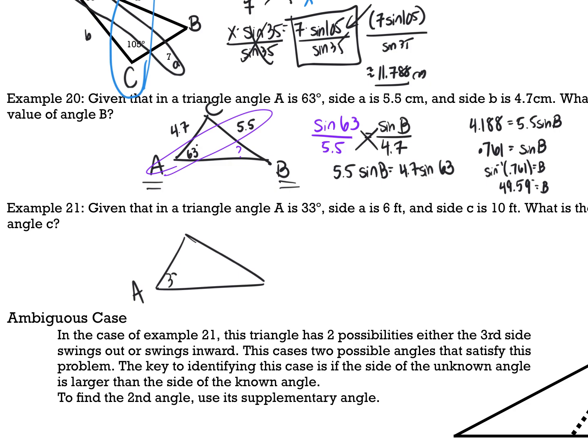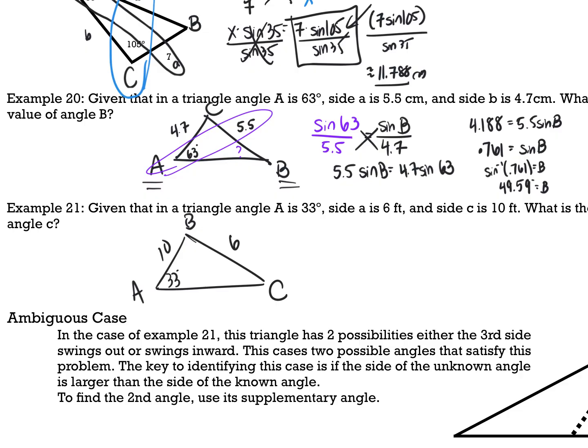That's 33. Side 6. Side C. So I want to make this angle C. Again, it doesn't really matter which way the letters are lined up. What you may notice is if I draw the triangle, I always draw this flat side here. And side C is 10. Okay? So this is the same exact problem.